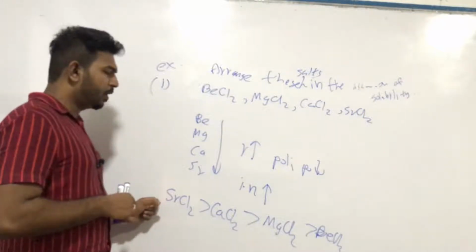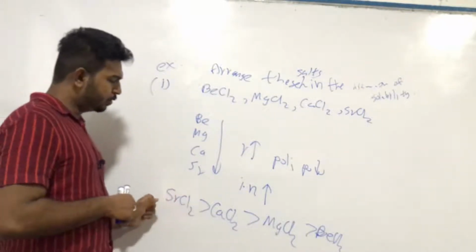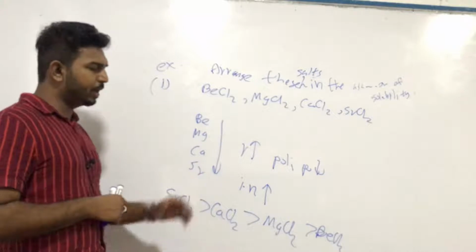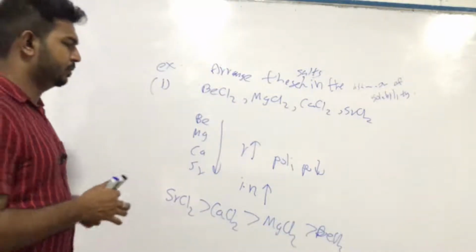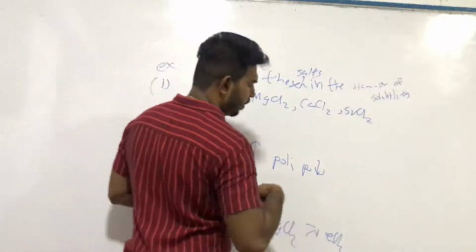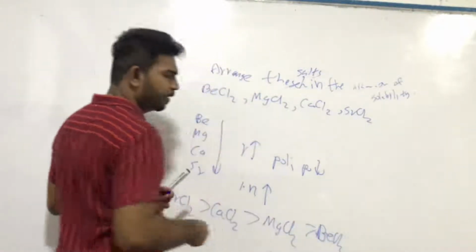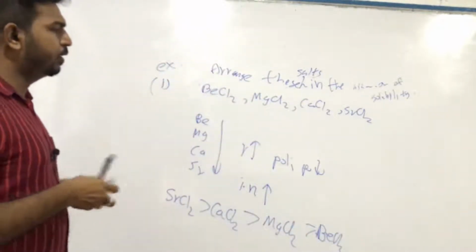So we then write the order: strontium chloride, calcium chloride, magnesium chloride, then beryllium chloride. Write the order quickly.